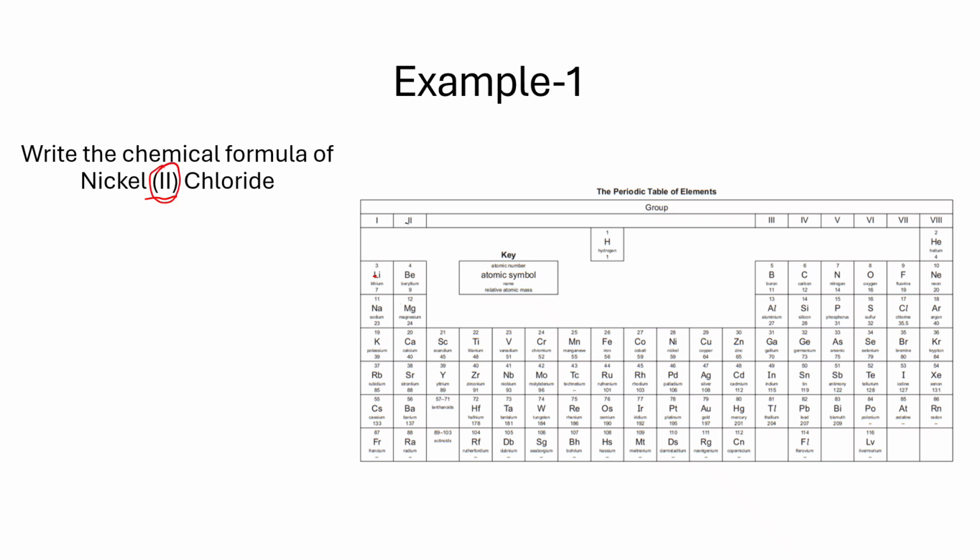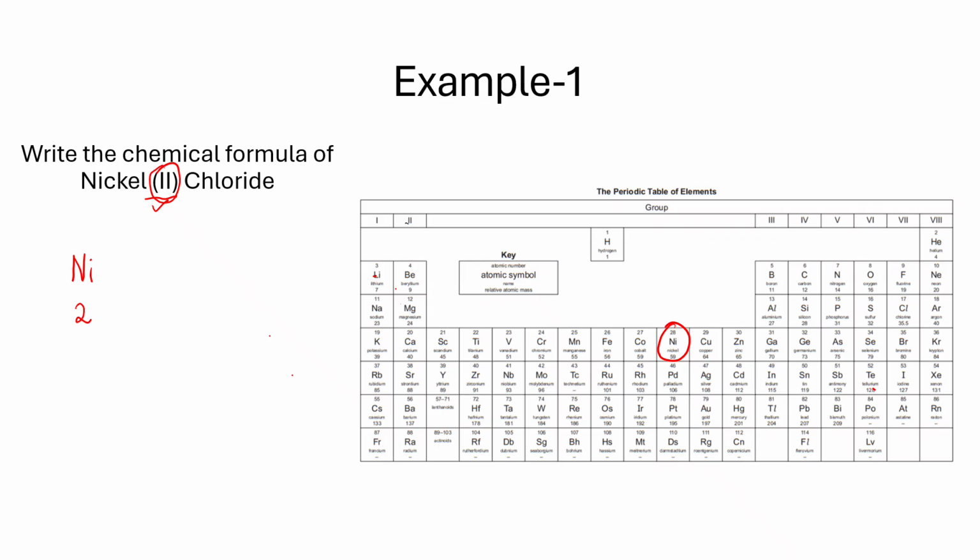For example, in this particular case, nickel 2 chloride, we see that nickel is a transition metal. So we write its symbol, which is Ni, and this Roman numeral 2 is actually its valency, which is shown in this particular compound. So this value will be specified in the question.